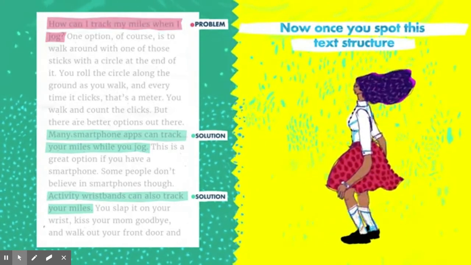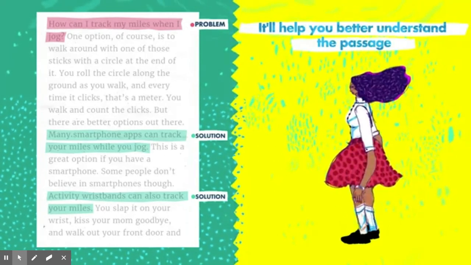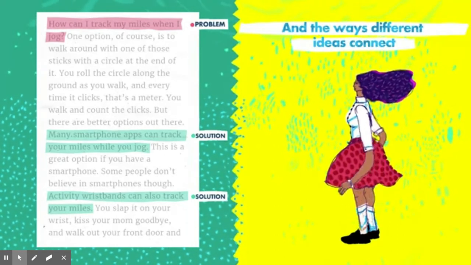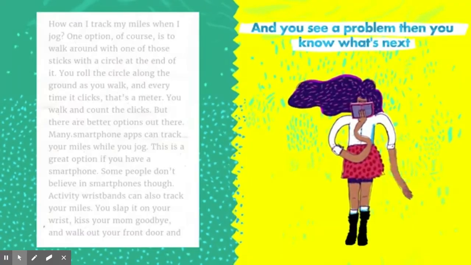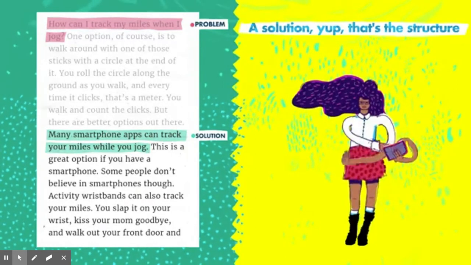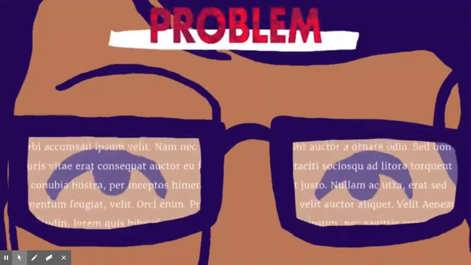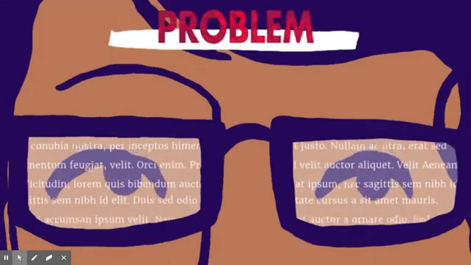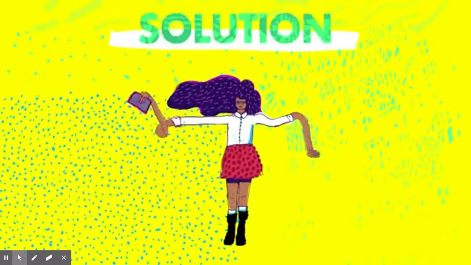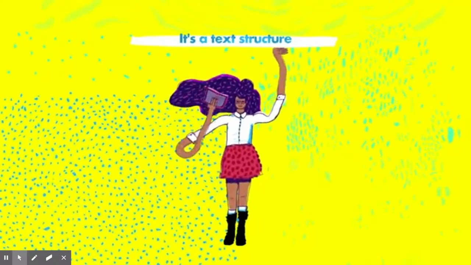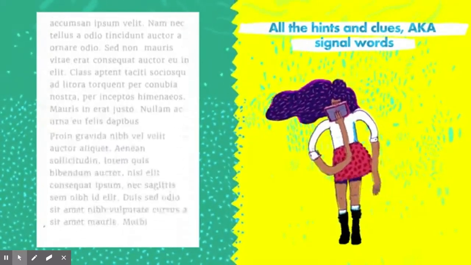To get the job done, the text will present the solution that best solves the problem. Now, once you spot this text structure, that'll make it easier to read the text. It'll help you better understand the passage and the ways different ideas connect. Oh, when you're reading through a text and you see a problem, then you know what's next. A solution. Yup, that's the structure, so look for it and you know what the author is up to. Problem. Solution. It's a text structure.